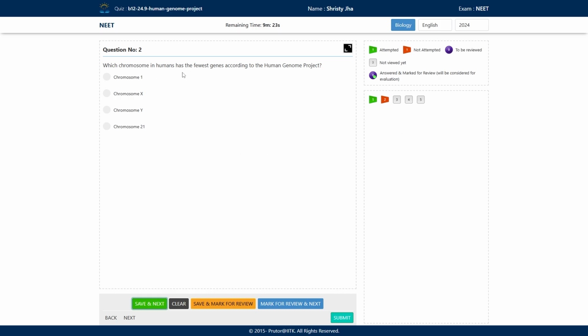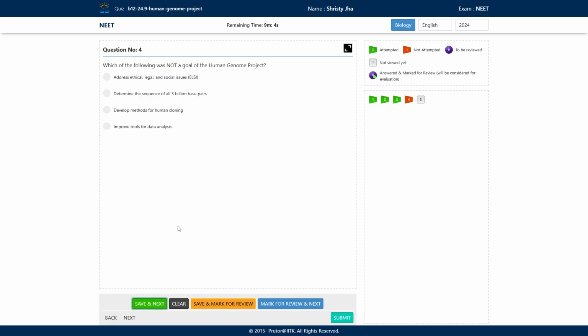Then which chromosome in humans has the fewest genes according to the Human Genome Project? So we have studied it was chromosome Y. Then, what percentage of the human genome codes for protein? So, we know that less than 2% of the human genome codes for protein.